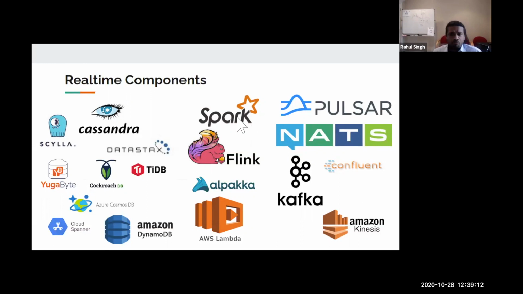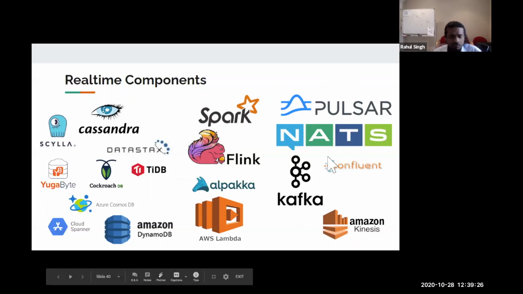Spark is probably the most popular in terms of data processing with Cassandra, just because it's been around even well before Cassandra. And in terms of the queues or the message streams, again, Kinesis is a close second, but Kafka ends up being the most common one that people end up using.